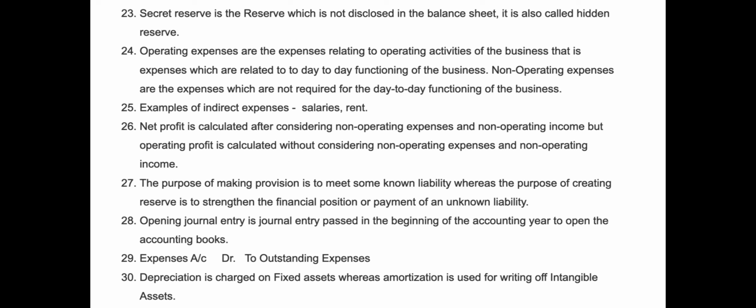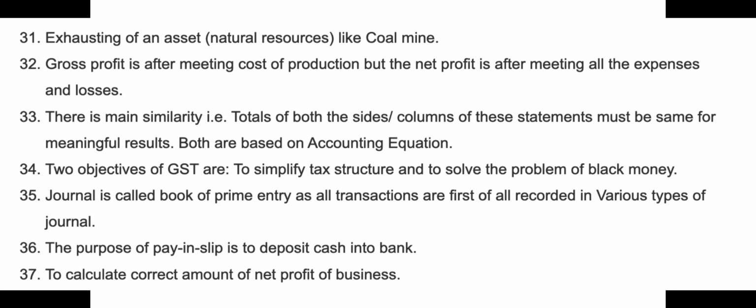28. Opening journal entry is journal entry passed in the beginning of the accounting year to open the accounting books. 29. Expenses A/c debit to outstanding expenses. 30. Depreciation is charged on fixed assets, whereas amortization is used for writing off intangible assets. 31. Exhausting of an asset, natural resources, like coal mine.